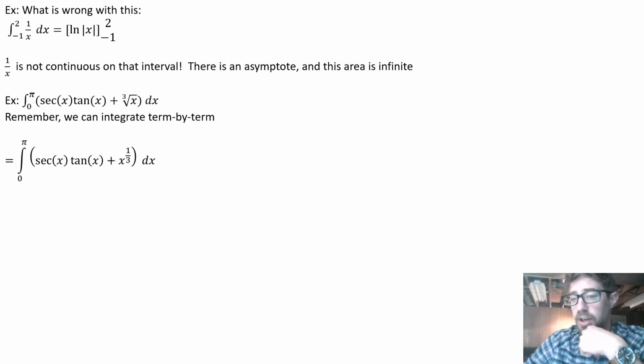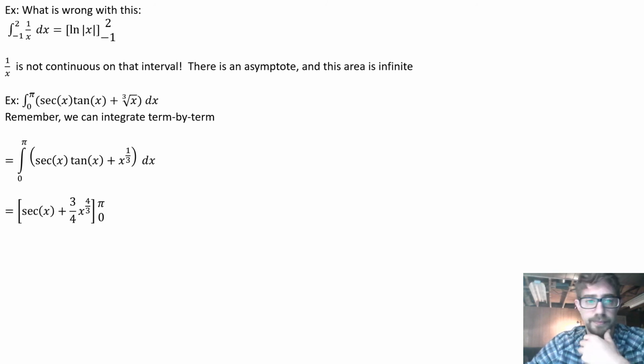So think about it. Which function that we know of has a derivative of a secant times tangent? It's secant. And that's why I use this one. If this were like sine times cosine, well, we don't really have a function whose derivative is sine times cosine. You can do that one pretty easily, but not yet. So we just so happen to have, okay, the derivative of secant is secant times tangent, so that's the first integral. And then x to the 1/3, okay, the power goes up to 4/3, and then you divide by 4/3, which is the same thing as multiplying by 3/4. So it's secant of x plus 3/4 x to the 4/3 evaluated from 0 to pi.